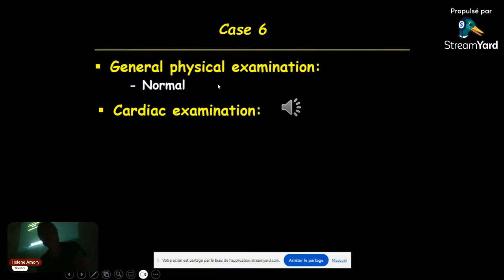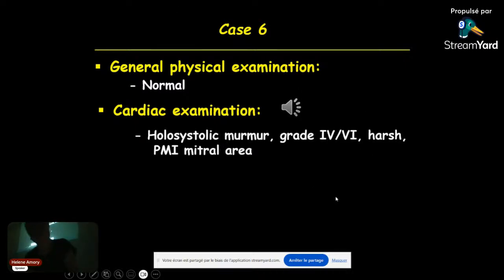Physical general examination, of course, is normal, okay? On cardiac examination, we have this. Systolic, diastolic? Systolic, holosystolic, or limited? Holosystolic. Again, it's another systolic murmur. The grade is important: it's 4 out of 6. It's a little bit rough, harsh. And the point of maximal intensity is over the mitral area. Okay.